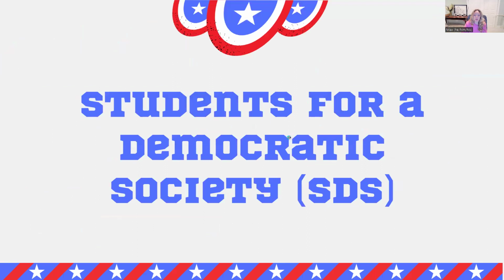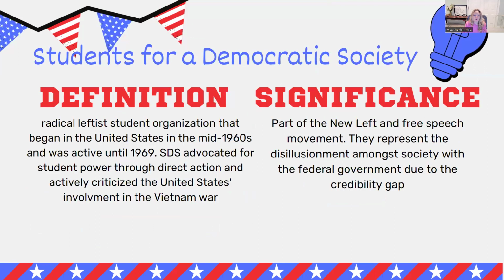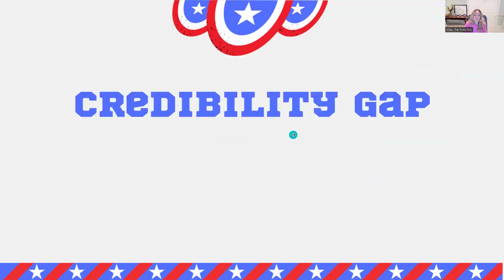Students for a Democratic Society, or SDS. A radical leftist student organization that began in the United States in the mid-60s. SDS advocated for student power through direct action, and they were actively campaigning against Vietnam. Part of the New Left movement, so this is a manifestation of the New Left and the free speech movement. They also represent the disillusionment amongst society with the federal government due to the credibility gap.